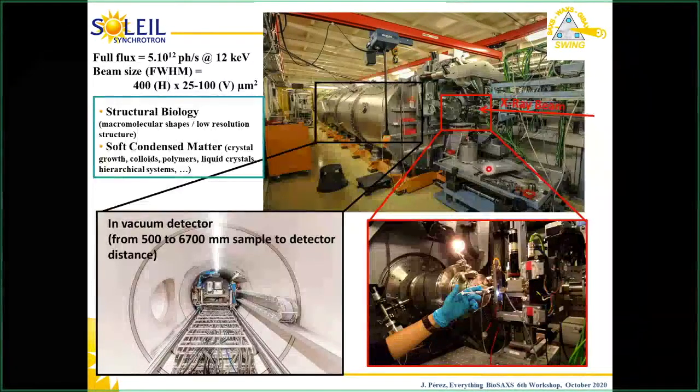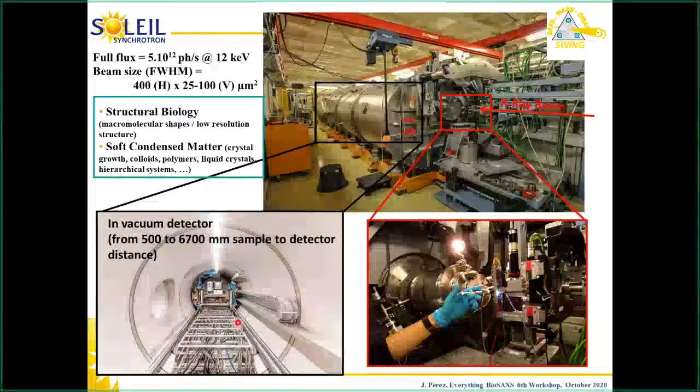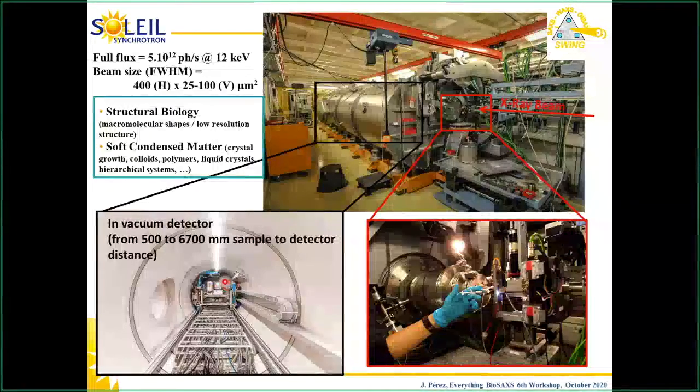And the detector is in this very large vessel here, which is entirely in vacuum, as you can see from inside. You have the detector here at 6 meters from the entrance. And what is good with this geometry is that you can change the distance from the detector to the sample very easily. Actually, the user can do it just by clicking on the button, since everything is motorized inside.